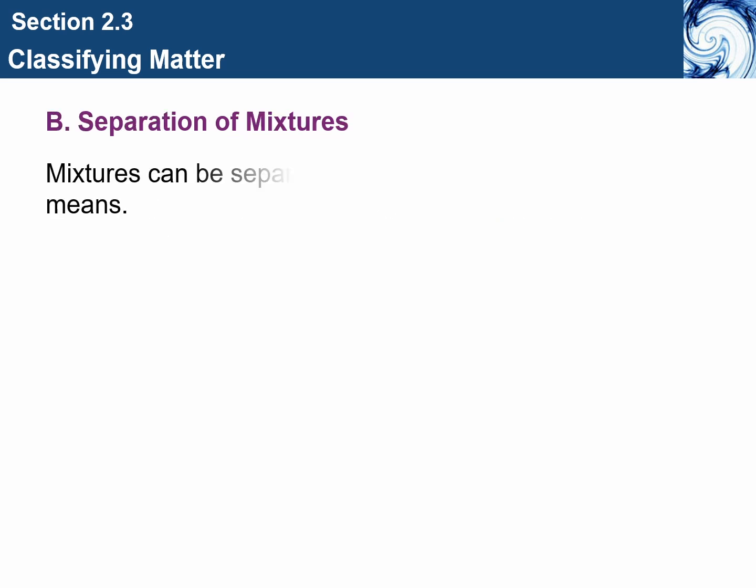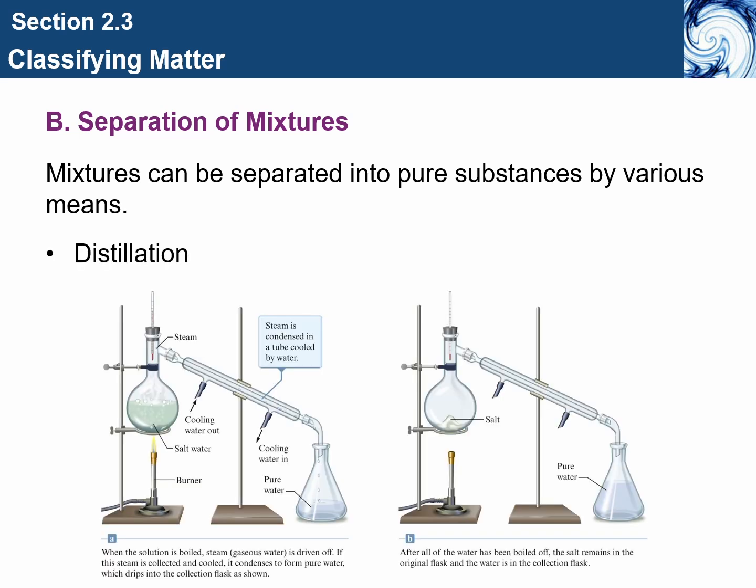Separation of mixtures. Mixtures can be separated into pure substances by several physical methods. This slide is going to show you distillation using salt water. The salt water mixture over there on the left side is heated in the first flask. The water changes to steam and leaves the flask while the salt remains behind. The steam moves through the condenser, a tube that's cooled by flowing water. And as the steam loses its energy to that flowing water in the condenser, it changes back into a liquid and it collects in the receiving flask.